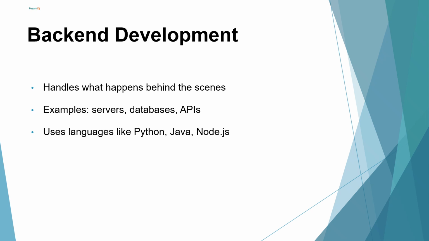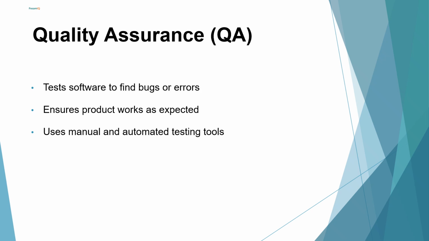Okay, now let's discover what the QA does. So the quality assurance, otherwise called the QA testers, are responsible for testing the software to find bugs or errors. They ensure the products work as expected, and they use manual and automated testing tools to check these.